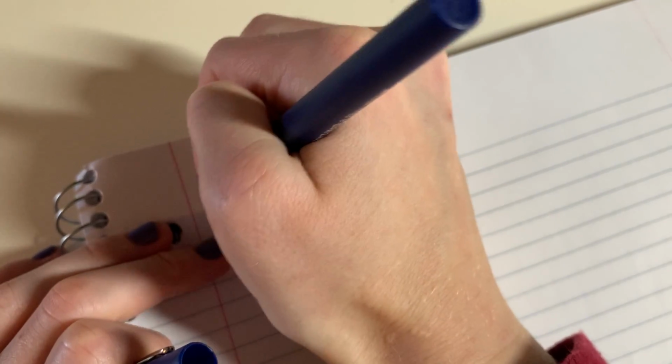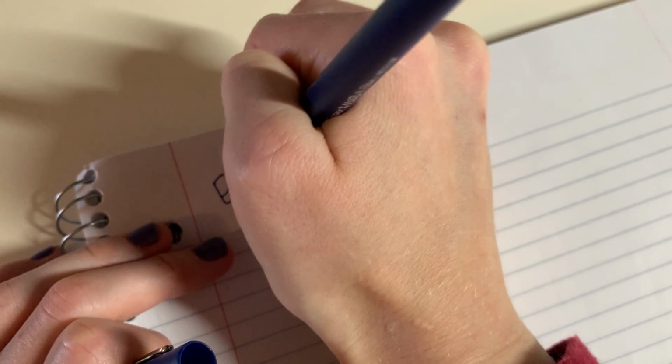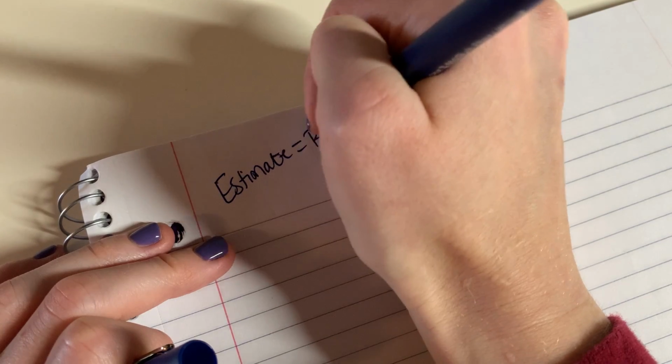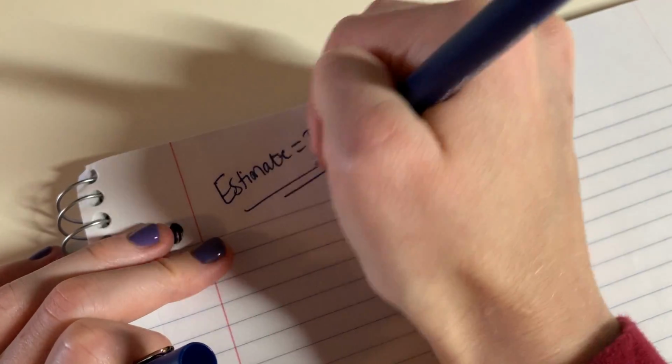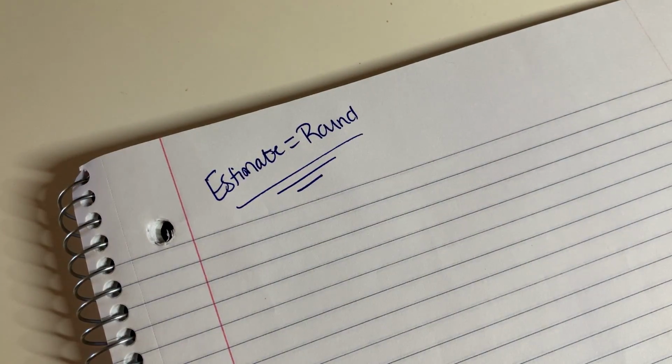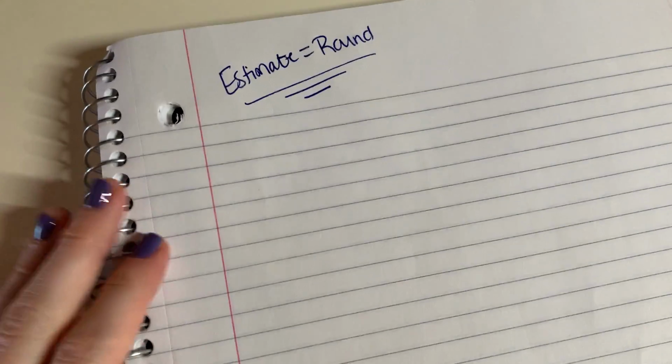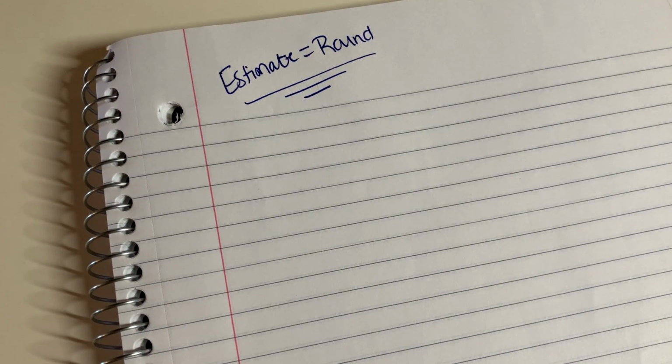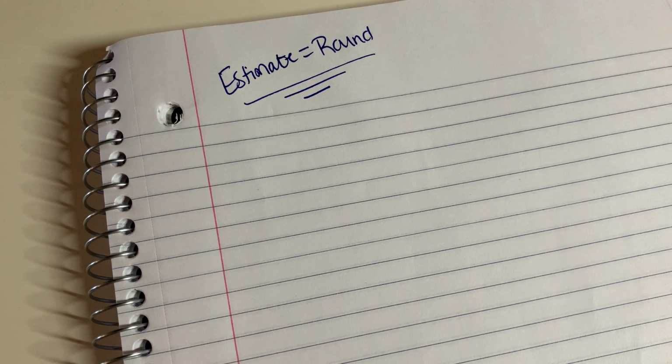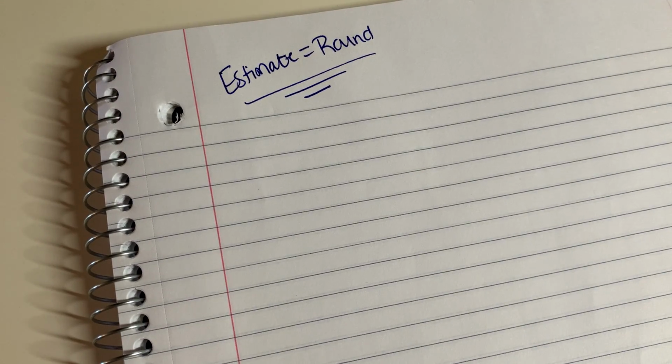So using estimation or rounding, please always remember that estimate means to round, okay? Please keep that relationship always in mind. All right, so we can use estimation to help us determine whether or not our answer to a multiplication or division problem is reasonable, or when we don't need an exact answer.